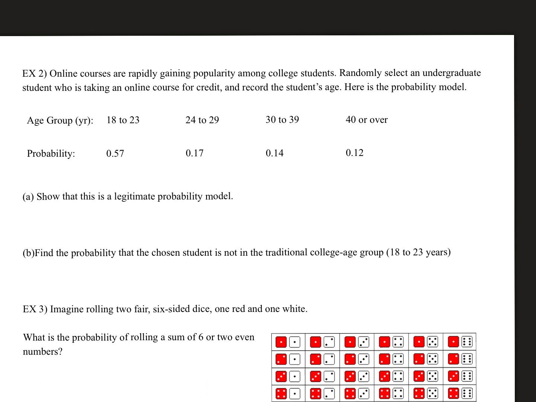The first thing we want to do is show that this is a legitimate probability model, which means we want to show that the sum of the probabilities adds to 1. So 0.57 plus 0.17 plus 0.14 plus 0.12 does equal 1, so yay.